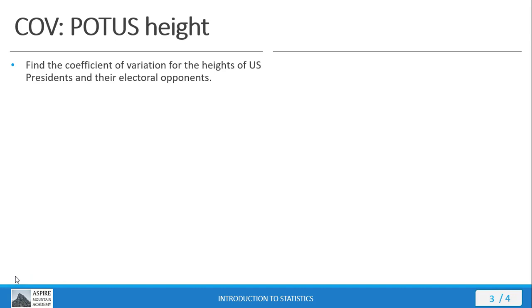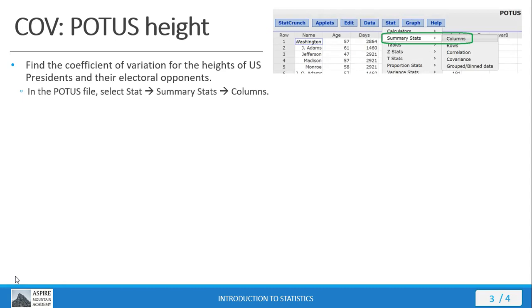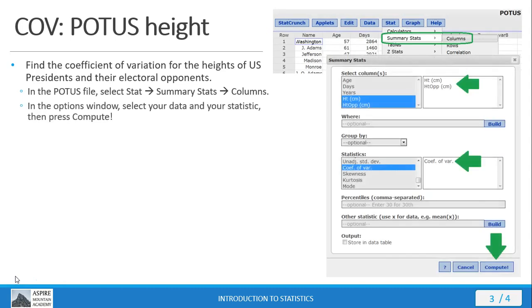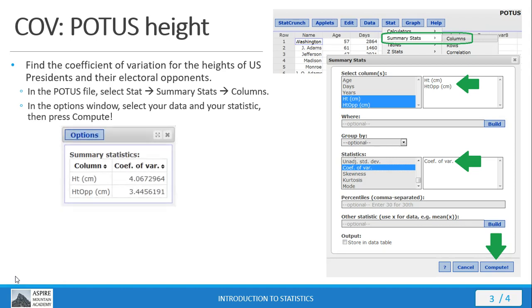Okay, how did you do? Well, let's find out. Once you have the POTUS file in StatCrunch, go to Stat, Summary Stats, Columns. Then in the Options window, select your columns. Notice we're selecting 2 because we want the COV for 2 groups so we can compare them. Select Coefficient of Variation from the list of stats to calculate and press Compute. You should see a Results window that looks something like this. If you don't, then go back to StatCrunch and keep trying until you do.